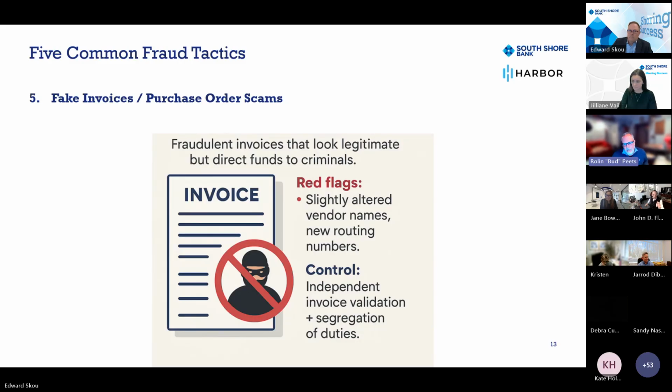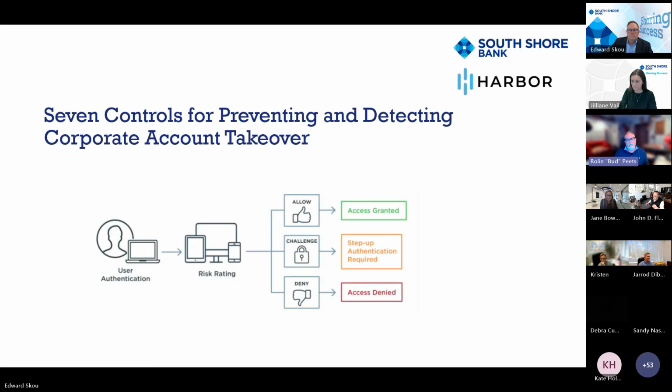Everyone's out to get us, right? We're the good guys, but we've got to be always on guard. Yeah, the new routing numbers, that's immediate, right? That's a red flag. So it was a good slide.